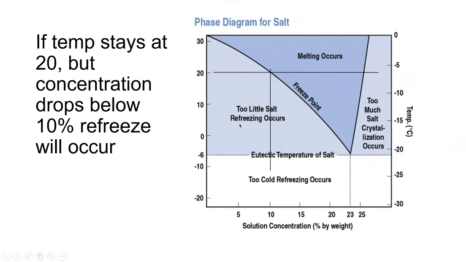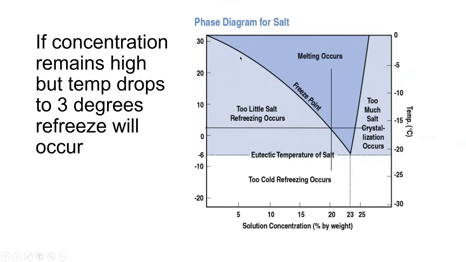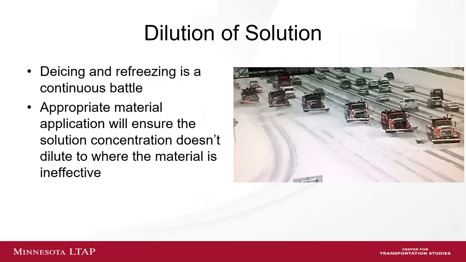Conversely, if the pavement temperature drops to 3 degrees, but you still have a high concentration of salt, say 20%, you're going to fall within this light blue area again and refreeze will occur. So again, dilution of solution is kind of a continuous battle that we're fighting. So that's why we're always looking for the appropriate material application to ensure that the concentration doesn't dilute to the point where the salt becomes ineffective.